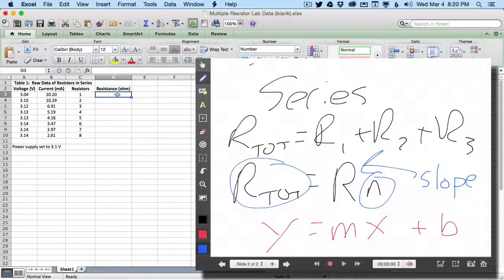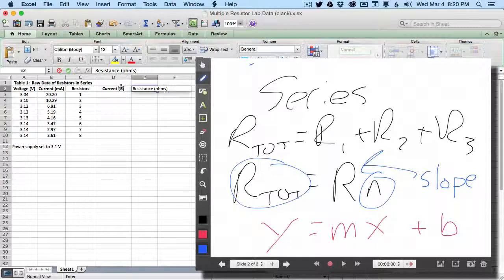Now, of course, the equation for resistance, we know, is voltage divided by current. One thing I hope you noticed is that current is in milliamps, that is, a thousandth of an amp. So first I'll go ahead and solve for current in amps, and then we'll do resistance in ohms. For current in amps, I simply take this value and divide by 1,000.